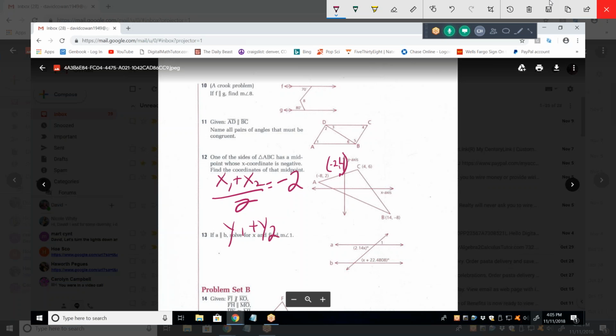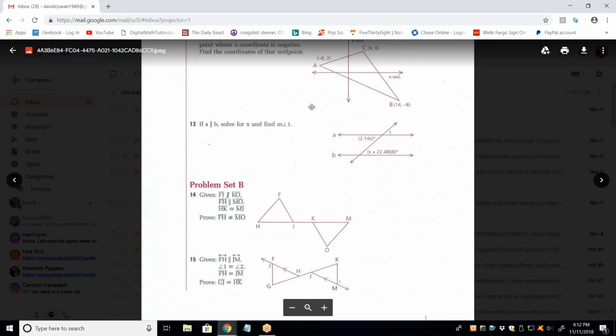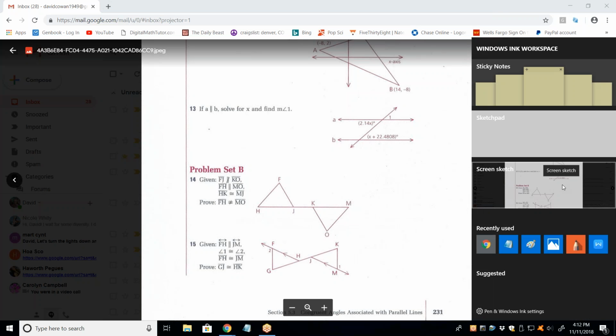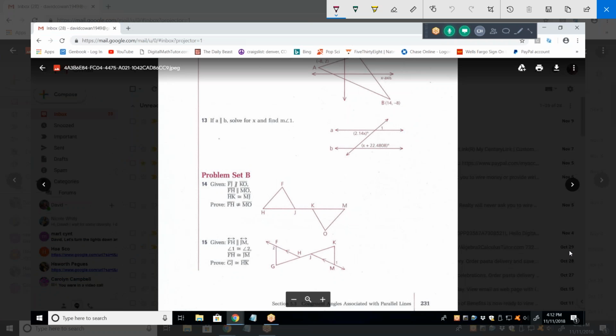It's a strange way to ask the midpoint formula by drawing this huge picture with a triangle. All right, 13. A is parallel to B. Solve for X and find angle 1.